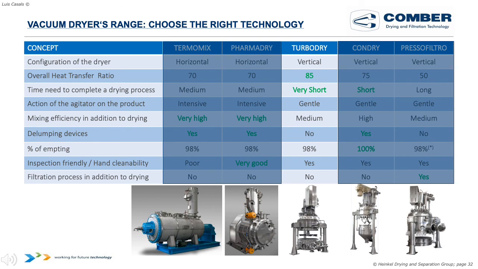The third vacuum dryer is the Turbo Dry. As you can see in the column, the main benefit of this option is the speed. I mean, Turbo Dry has the highest overall heat transfer ratio. In terms of drying, it is the best and fastest option.